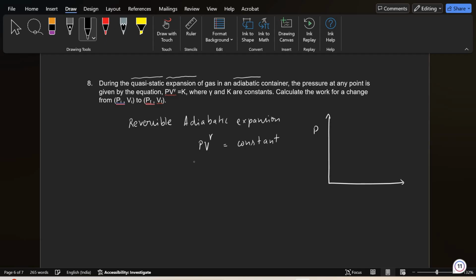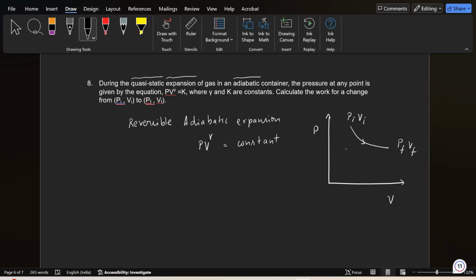PV, let's say this is adiabatic expansion. Since it's an expansion, pressure is going to decrease. It's going like this. So this is PI, VI. Then this is PF, VF. And along this path, it could be any P, any V.